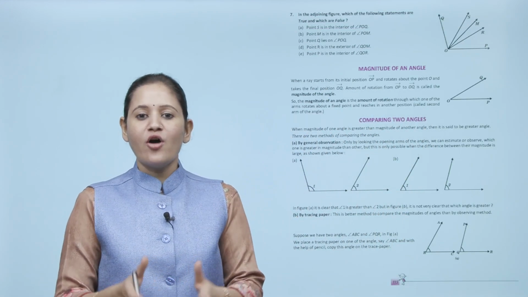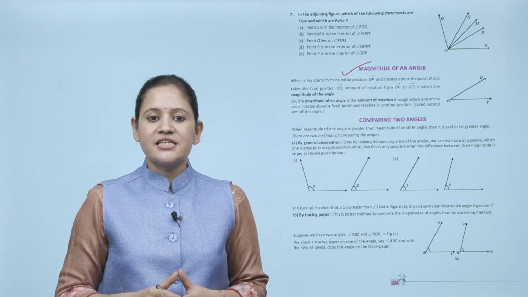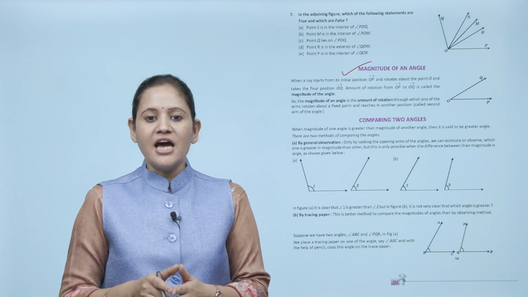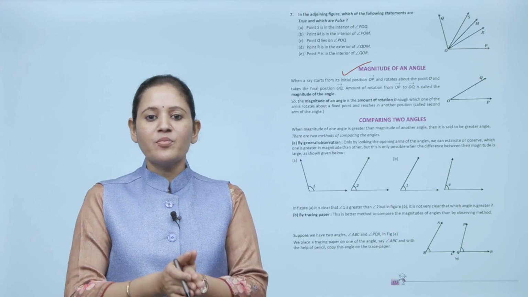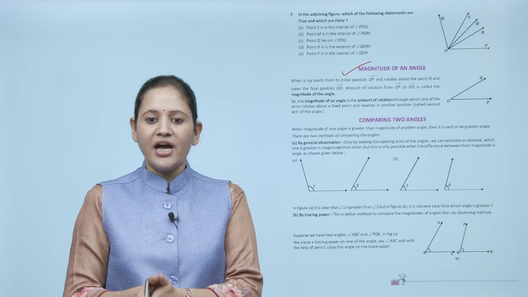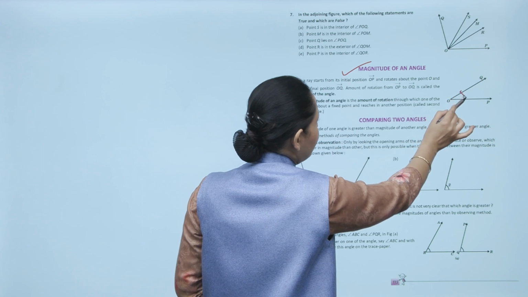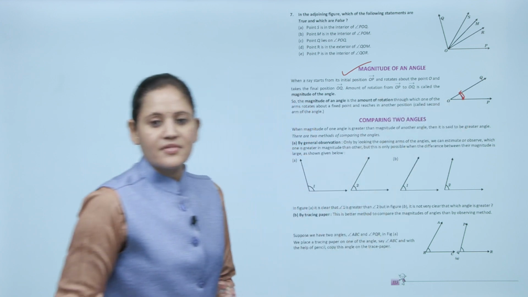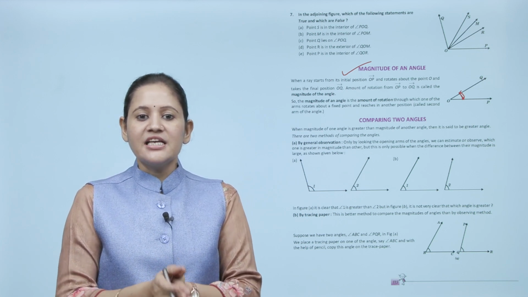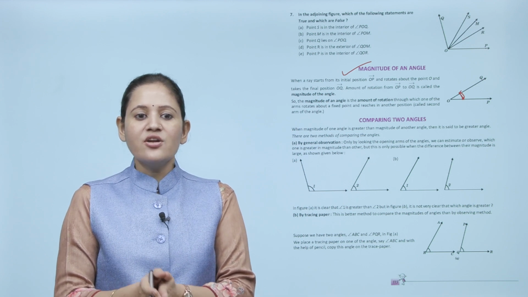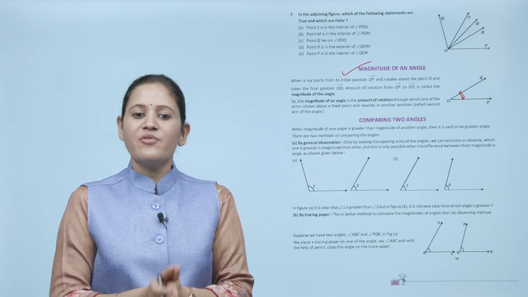Next is magnitude of an angle. When a ray starts from its initial position OP and rotates about the point O and takes the final position OQ, the amount of rotation from OP to OQ is called the magnitude of the angle. Means starting from O, from this point to here, how much it rotates, that is called the magnitude of the angle. So the magnitude of an angle is the amount of rotation through which one of the arms rotates about the fixed point and reaches another position, called the second arm of the angle.